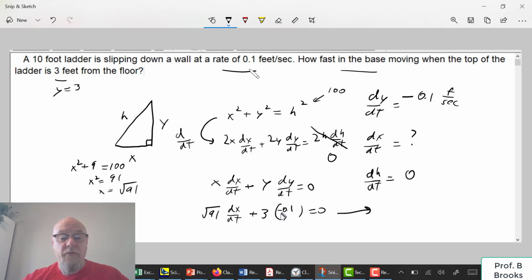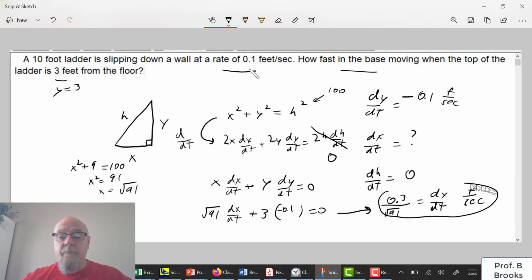Now let's solve this equation for dx/dt. So this minus 0.3 is going to go to the other side. So it becomes a plus 0.3 divided by the square root of 91 equals dx/dt. And I guess units would be, x is measured in feet and time is measured in seconds. So 0.3 divided by root 91, whatever that is on a calculator, feet per second. It's positive. Yeah, that makes sense to me because if the top is falling, the bottom is going out, the x is increasing. I expected a positive rate of change.